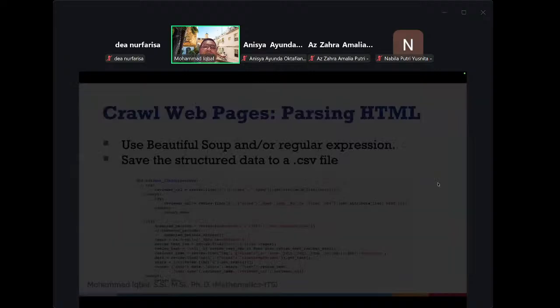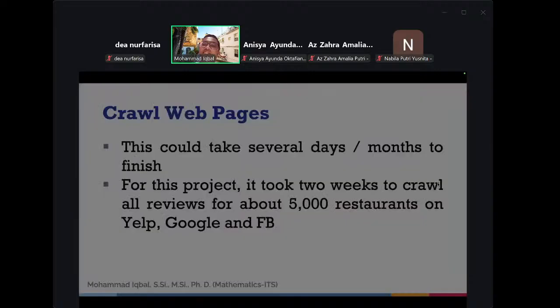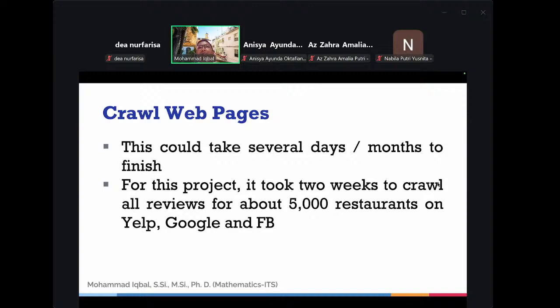So again, this could take several days or months to finish because you need to deal with the proxies and so on. Yeah, they will still put limitations. For this project, it took 2 weeks to crawl all reviews for about 5,000 restaurants on Yelp, Google, and Facebook.